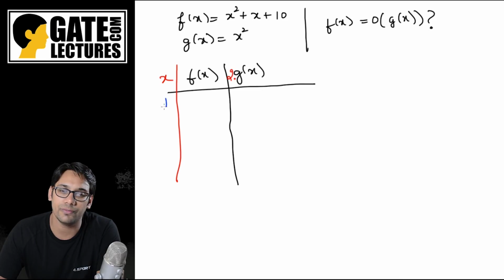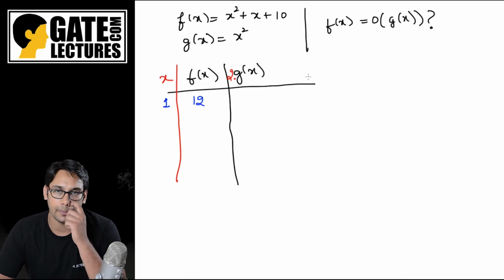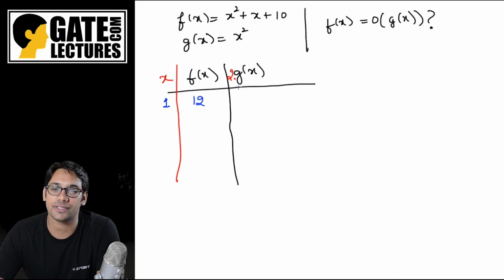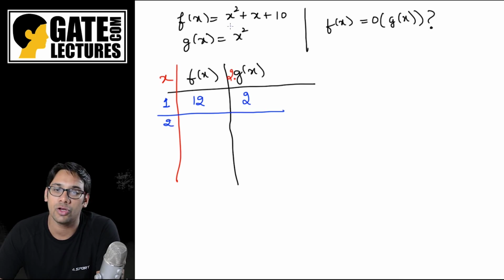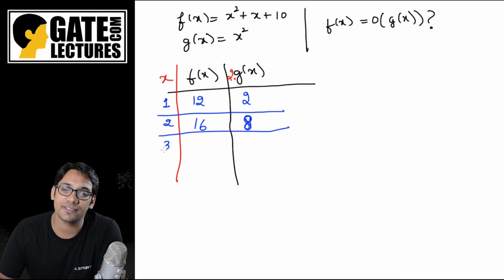So when the value of x is 1, then f(x) will become 1 square plus 1 plus 10, which is going to give you 12, right? And g(x) will become 2 into 1, which is going to give you 2. Now assume the value of x is 2. So when the value of x is 2, then f(x) will become 4 plus 2 plus 10, which is going to give you 16, and g(x) will become 4 into 2, which is 8 actually. g(x) will become 8.